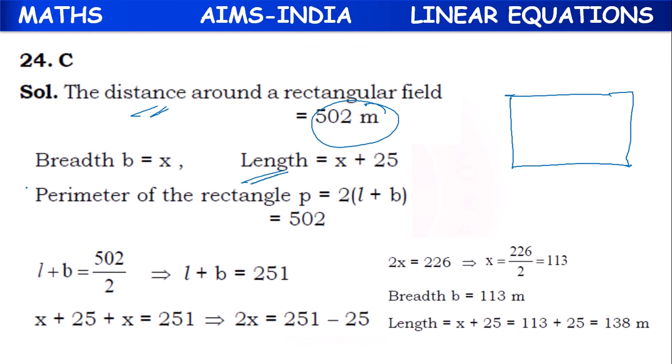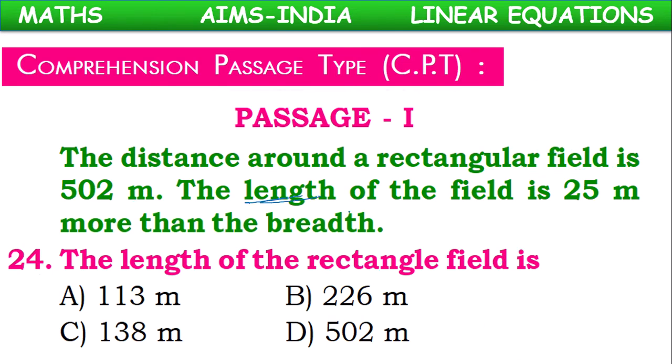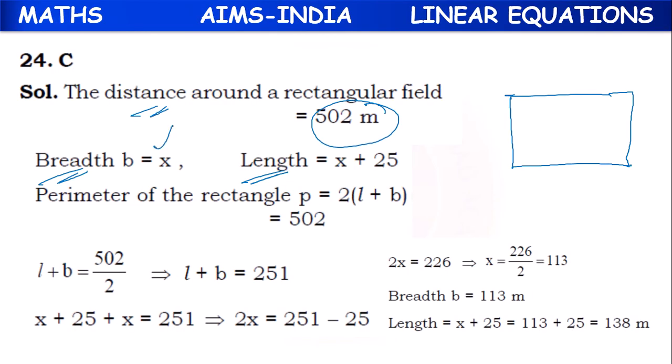Here length is 25 times more than breadth. So let us assume, because length they are comparing with the breadth, let us assume breadth as x, then length will be 25 more than x, which is equal to x plus 25. Here distance means length plus breadth plus length plus breadth.